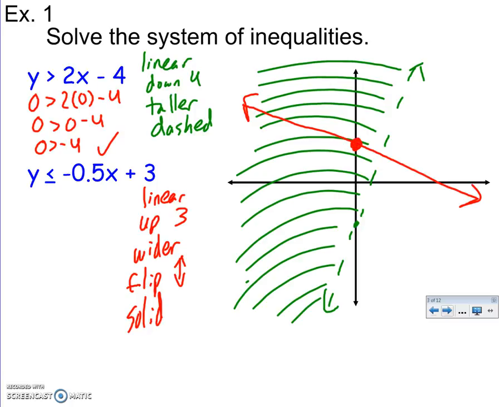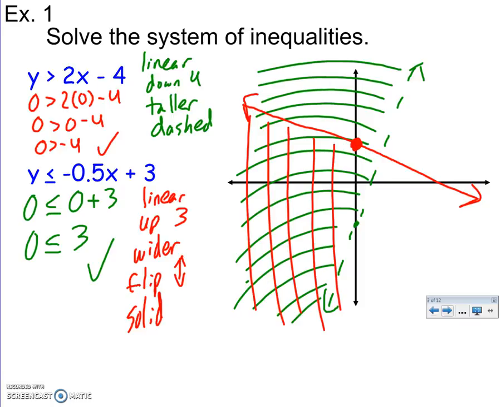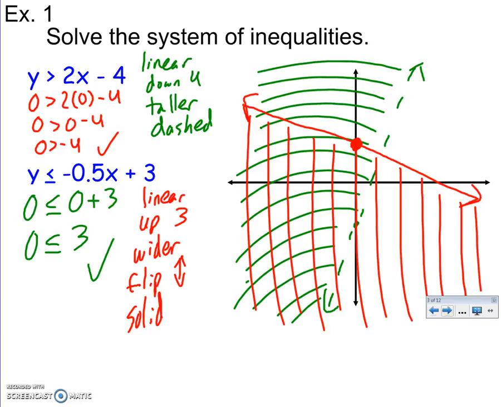All right. Now if you forgot shading, again, you just do a test point. You plug in 0, 0. So 0 there, 0 here, because anytime 0, 0. Is 0 less than or equal to 3? That is true. So I shade the side with 0, 0. In this case for the red line, it's underneath the red line. Alright, I shaded both. I'll try to find my answer. As you can see, this area right here is both green and red. So here's that area.